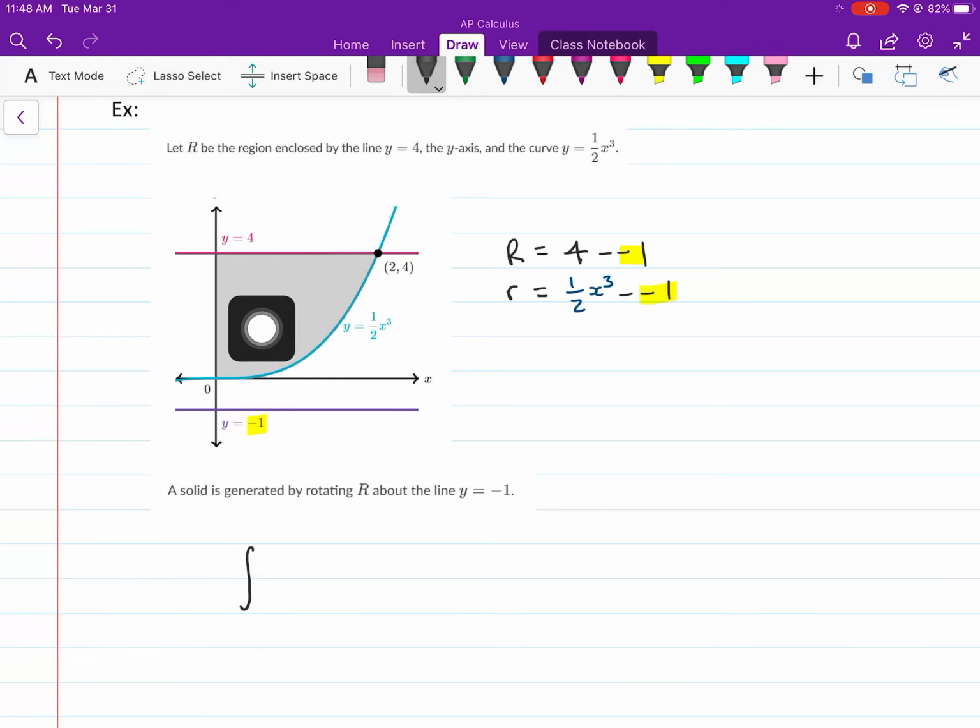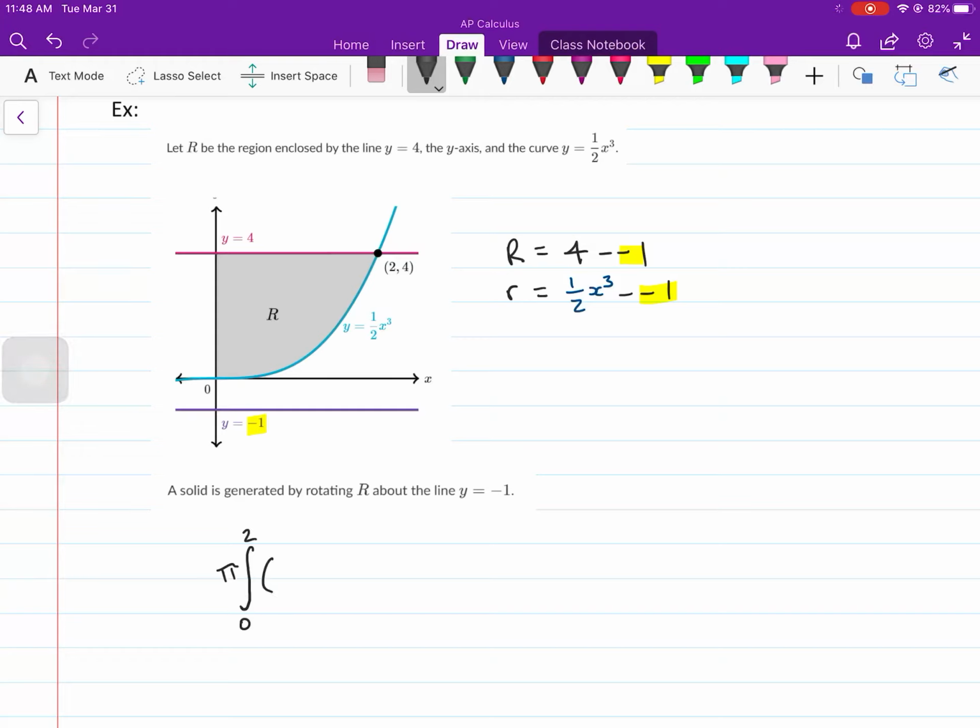From there, we're going to be using the integral, and this is with respect to x because it's a horizontal axis. So we're going from 0 to 2. And in case you don't know why we're starting with 0, it's because it's the y-axis. And then they're saying that this curve and the line intersect at 2. In case they don't give you the graph, you have to know how to do it as well.